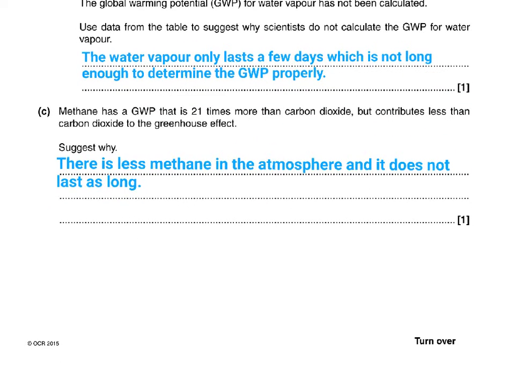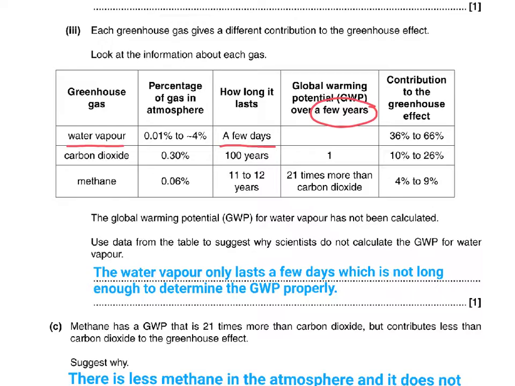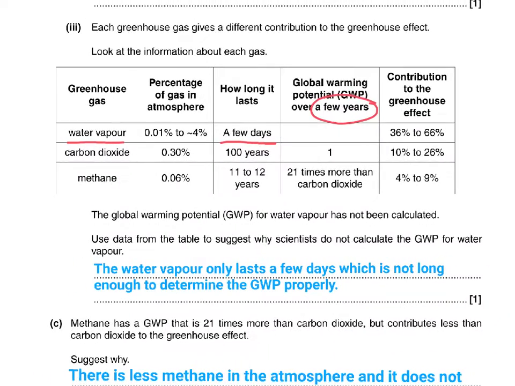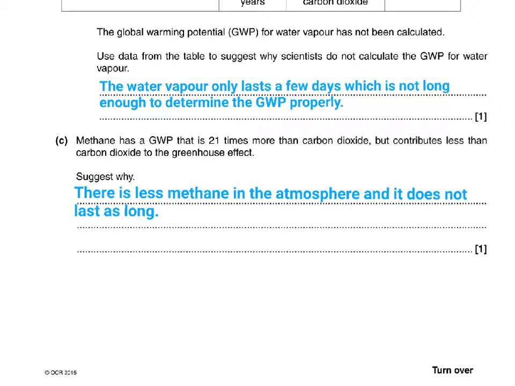So moving on to part C, methane has a GWP that is 21 times more than carbon dioxide, but contributes less than carbon dioxide to the greenhouse effect. Suggest why. Okay, so let's scroll up and have a look at the table again. So when we look at methane, indeed it does have 21 times more the global warming potential than carbon dioxide, but its contribution is a lot less. And the reason for that are these two bits of data here. There's a lot less of it in the atmosphere, and you can see that it does not last as long. So going back to my answer for that question, I've said there's less methane in the atmosphere and it does not last as long.